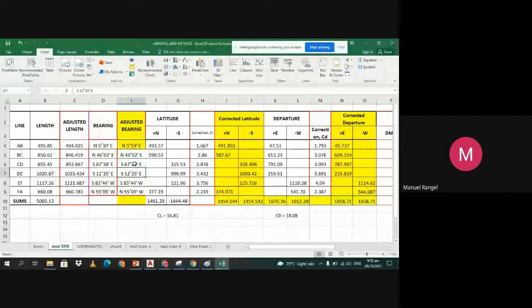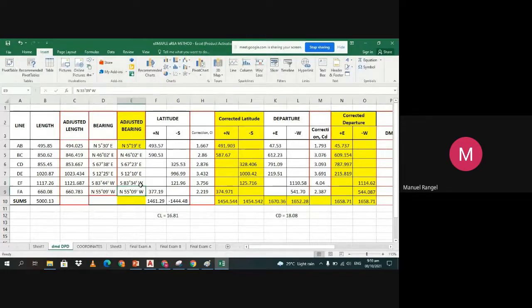Okay, for line DE, the adjusted bearing is 215.819 divided by 1042, equals inverse tangent, 12 degrees and 10 seconds. So we round it off. Then for line EF, 1114.62 divided by 125.716. Shift. 83 degrees, 33 minutes, 53 seconds. So almost 34.